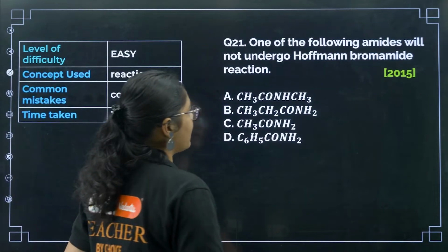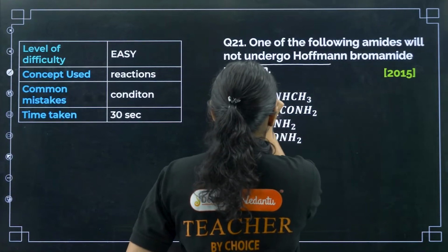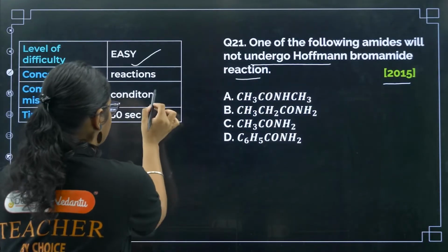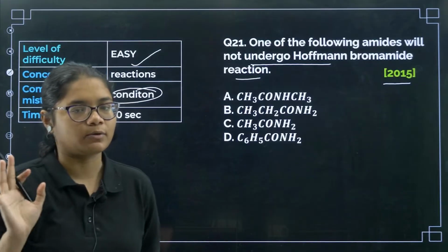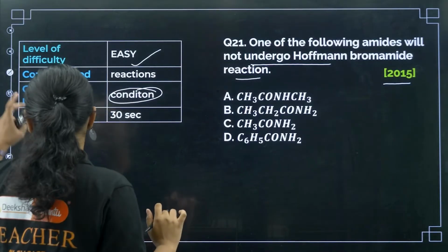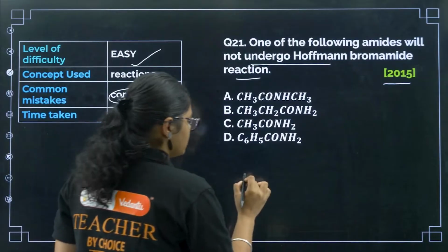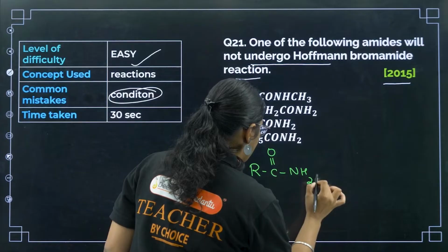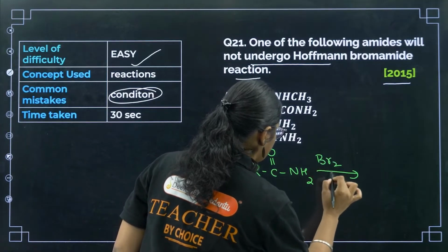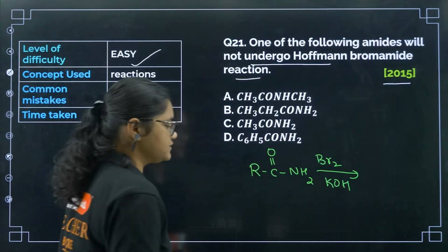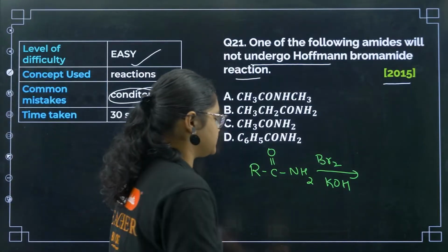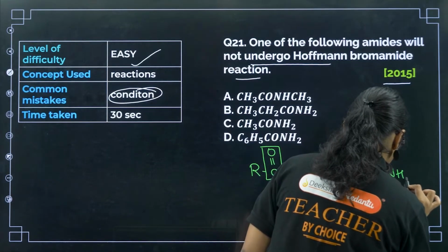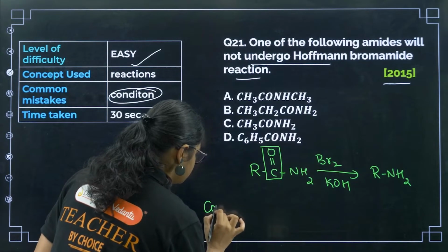Next, which one of the following amides will not undergo Hofmann bromamide degradation? So this is a 2015 question, a super easy question if you know the condition for the Hofmann bromamide degradation reaction. So let us see first of all what this reaction is about. If you have RC double bond O NH2, okay, and you react it with Br2 in the presence of KOH, this is the reagent for Hofmann bromamide degradation. Then this CO group is removed and we get RNH2.